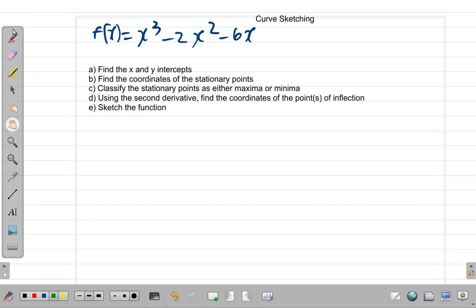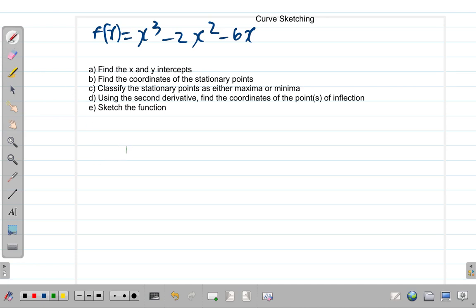Let's look at this example on curve sketching using calculus. It says f of x is x cubed minus 2x squared minus 6x. Find the x and y intercepts. Alright.